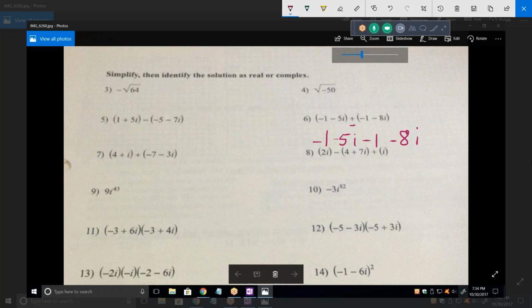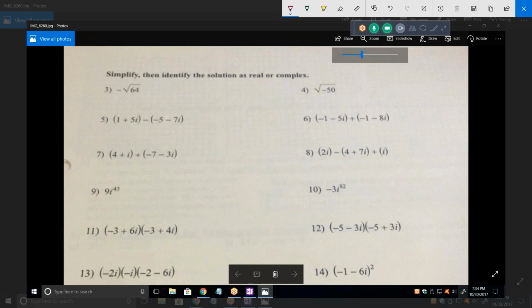You see that? By merely removing the parentheses. Now, just combine the real parts. There's the minus 2. Combine the imaginary parts. There's minus 13i. It's as simple as that. All right. So a lot of these are extremely simple. Let's skip 7 because I'm sure you know how to do 7. Let's go on to 8.